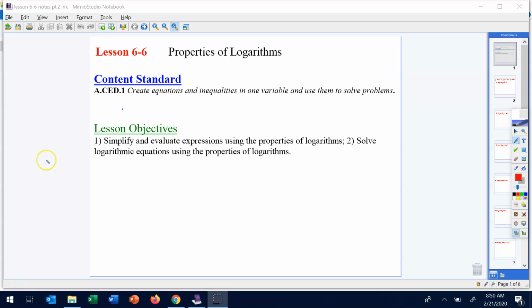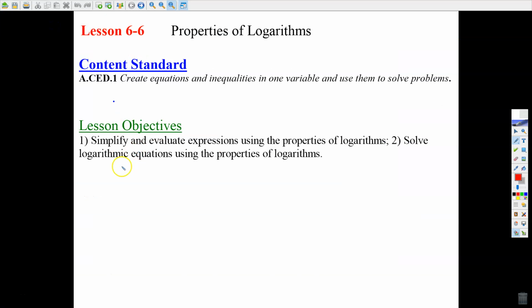Today we're going to look at part 2 of lesson 6.6. We've been working hard on this first objective in the previous couple of days, looking at the properties and how we can simplify and evaluate expressions. Today we're going to focus on how the knowledge of those properties can help us solve log equations. That's the focus of lesson 6.6 part 2.